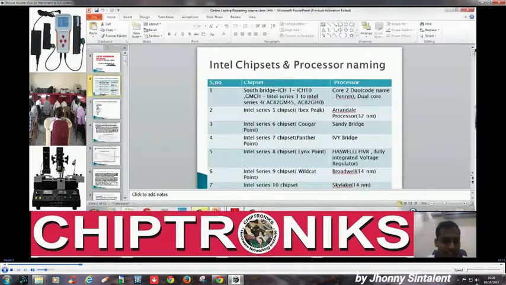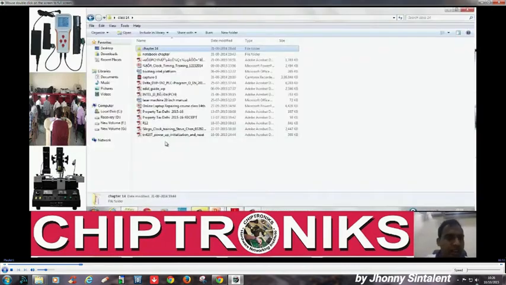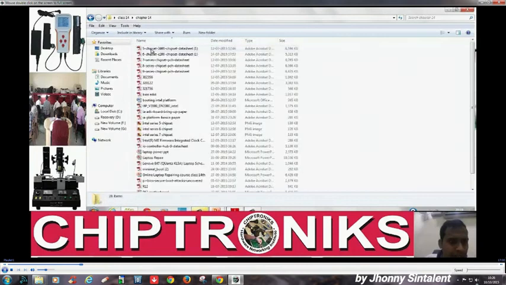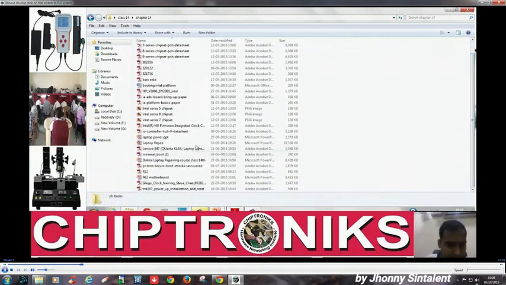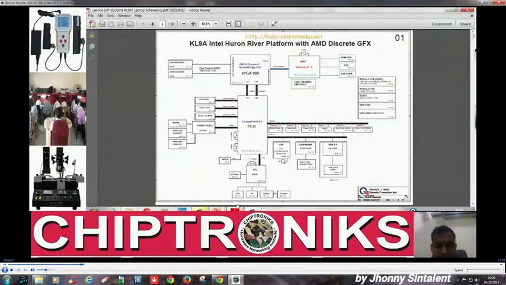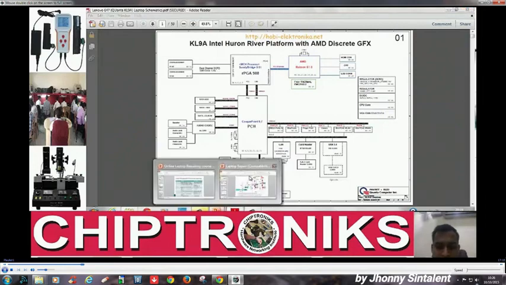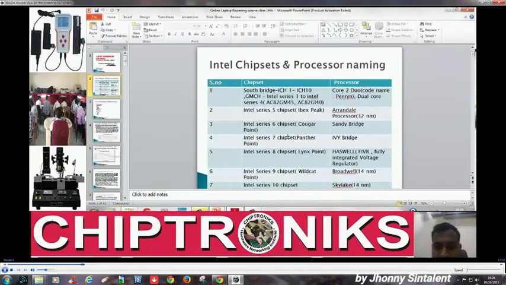Let's see what I'm talking about. Let's see over here, our schematic diagram that we are referring to in this class is this one. Yes, see. In this data, see what is written? Sandy Bridge, Cougar Point. Cougar Point means Intel series 6 chipset.